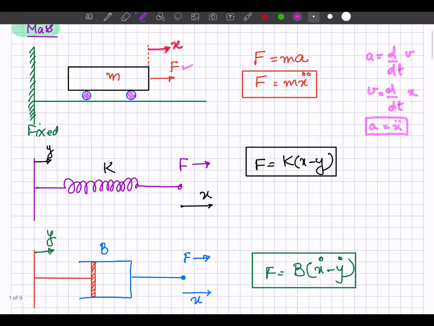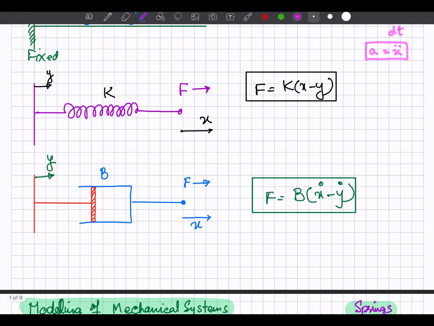Okay, now let's suppose that this point is also movable. When we apply the force F, there will be the displacement X at this end, but at the same time this point can move. So the net displacement in the spring will be equal to X minus Y, the displacement at this end minus the displacement at this end. If K is the spring constant, then the force will be given by this expression, that is F is equal to K (X minus Y).